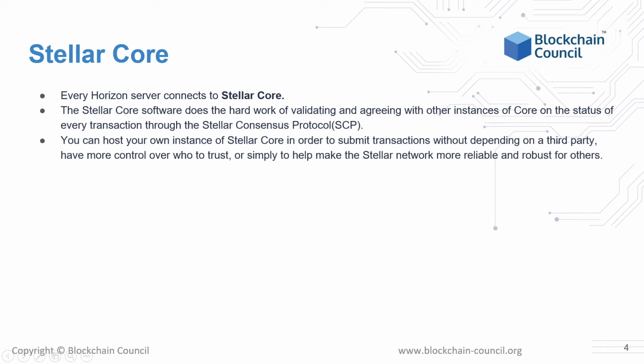Every Horizon server connects to Stellar Core, which is the backbone of Stellar Network. The Stellar Core software does the hard work of validating and agreeing with other instances of Core on the status of every transaction through the Stellar Consensus Protocol, SCP. The Stellar Network is a collection of connected Stellar cores run by various individuals and entities around the world. Some instances have a Horizon server to communicate, while others exist only to add reliability to the overall network.